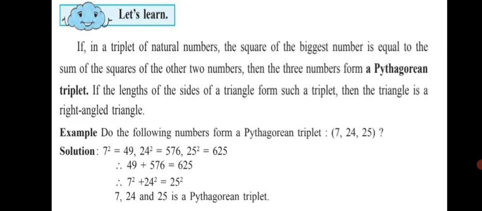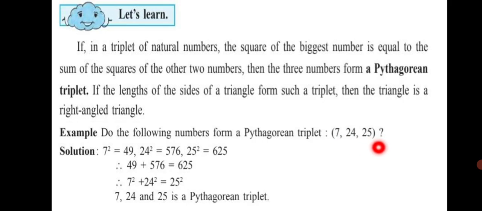7, 24, 25. So these three numbers are given to us. They are natural numbers. So if in a triplet of natural numbers, the square of the biggest number, 25 is the biggest number, is equal to the sum of the squares of the other two numbers, 7 and 24, that means when we add the squares of 7 and 24, whatever answer we get, if it is equal to 25 square, then these three numbers are said to be a Pythagorean triplet.